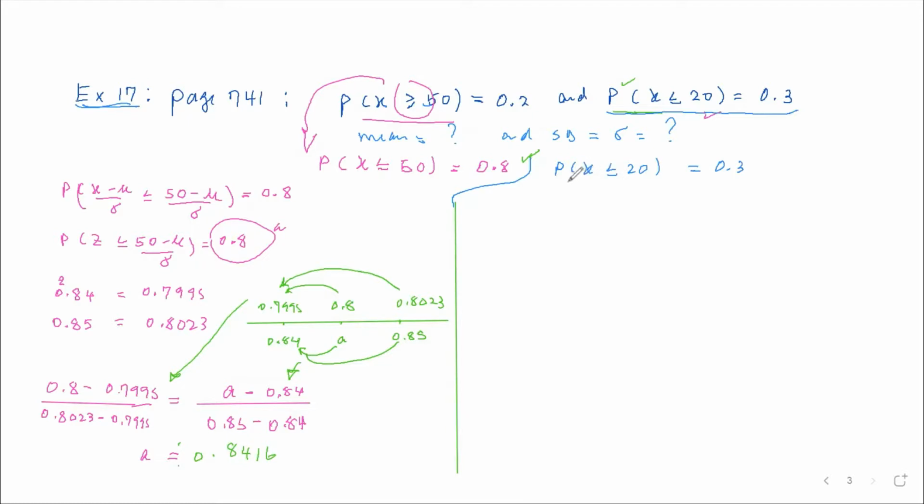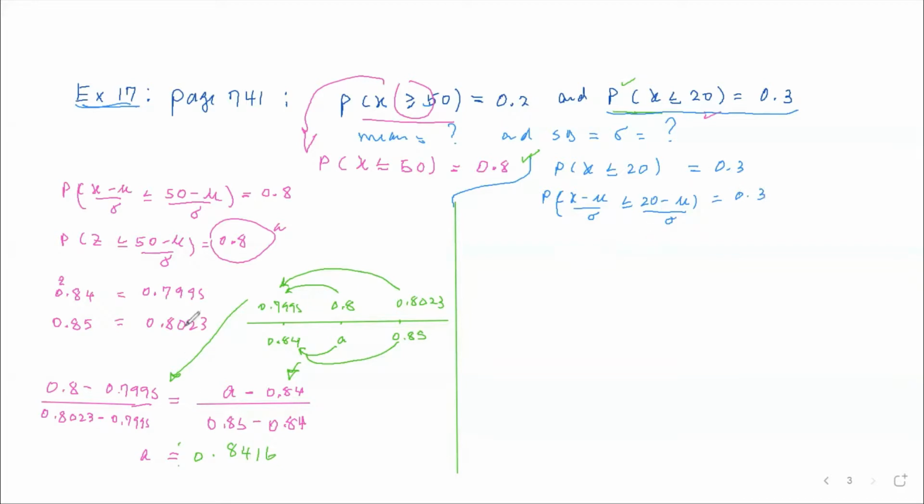So then again, you convert x to a z-score first. So we can write down (x minus mu) over SD less than or equal to (20 minus mu) over SD. Mu is the unknown, right? And this is equal to 0.3.